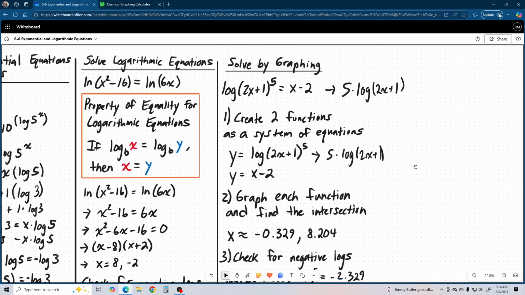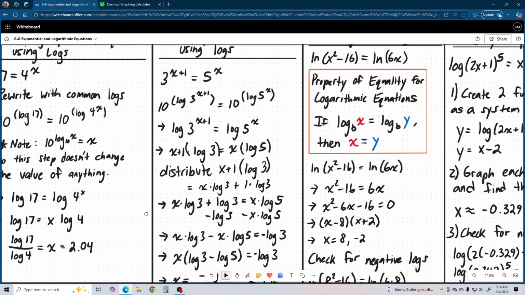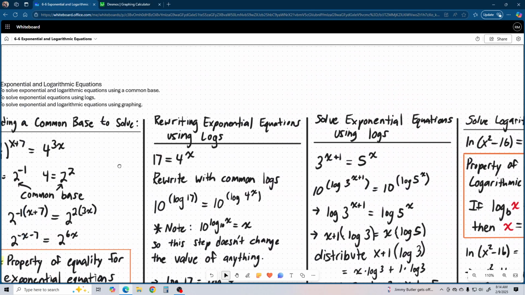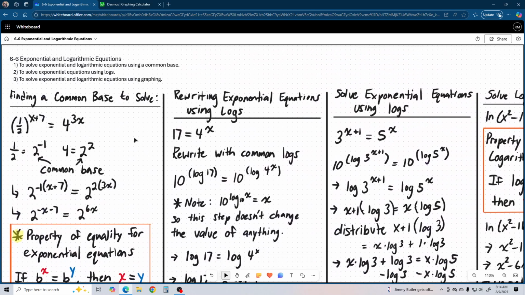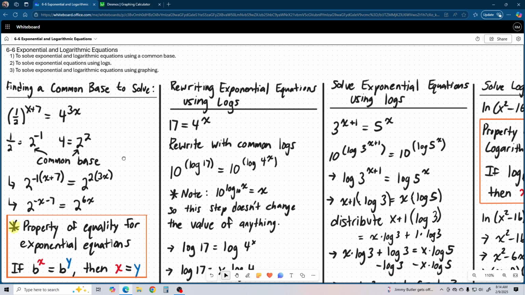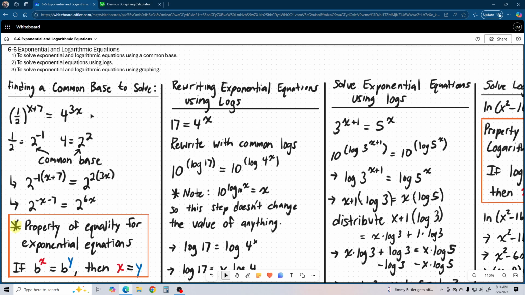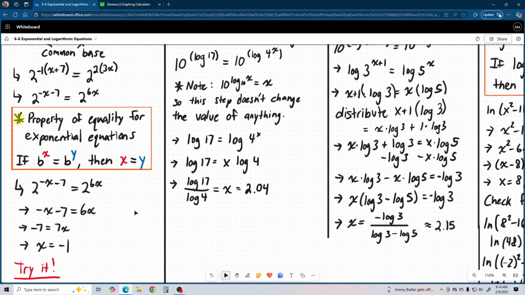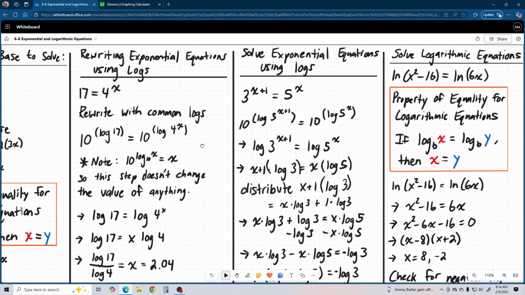So just to recap, because this lesson was kind of a lot. It was very dense. There wasn't a lot that we learned, but the stuff that we did learn can be quite challenging. So it's just going to take a lot of practice, but it's something that you can do. I'm sure of it. So first we talked about finding a common base to solve. We rewrote this with a common base, and then we solved. We just used basic algebra after that.